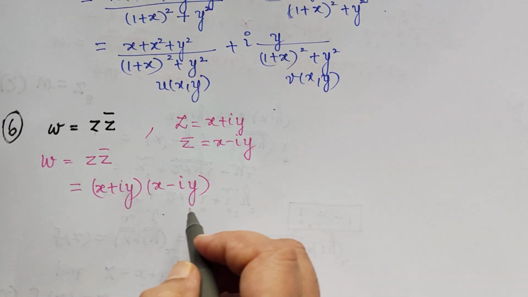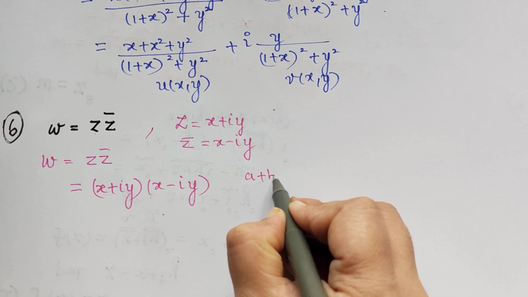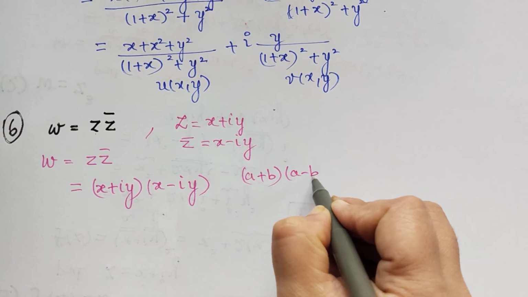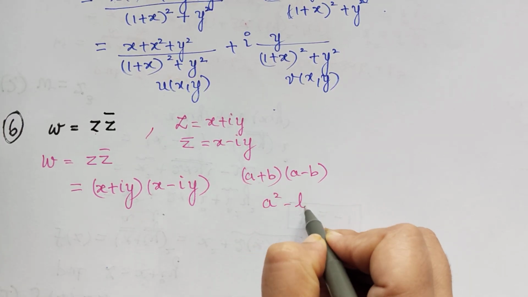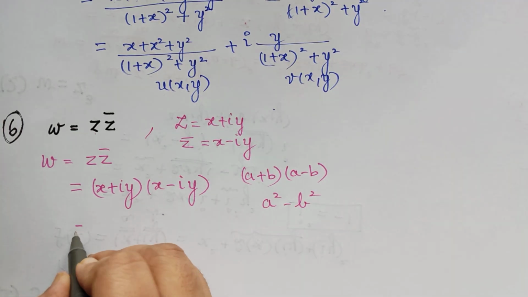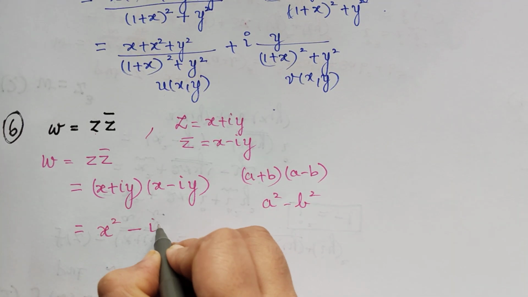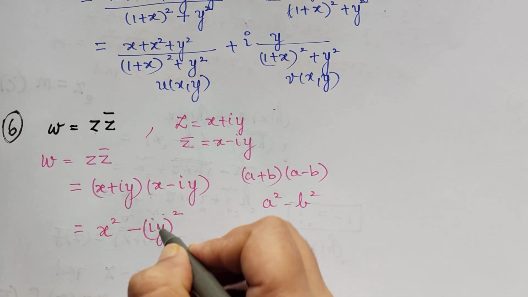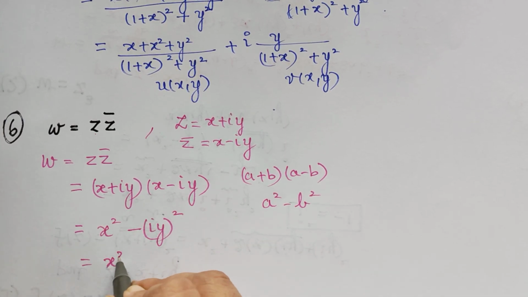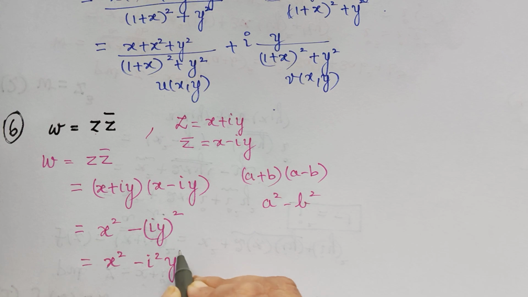Now let's just multiply these two. So it is of the form a plus b multiplied with a minus b. So it can be written as a square minus b square. And so that will be equal to a is x, so x square minus b, which is iy, so iy square. So that is equal to x square minus i square y square.